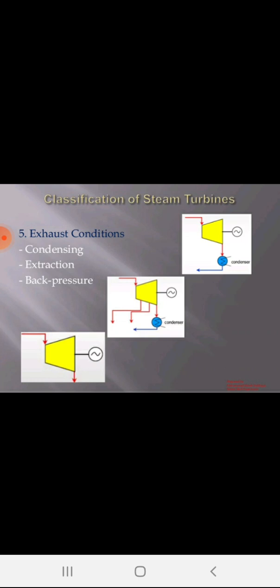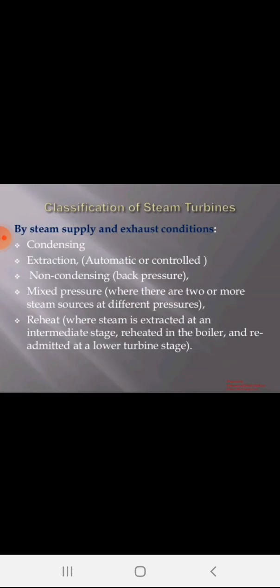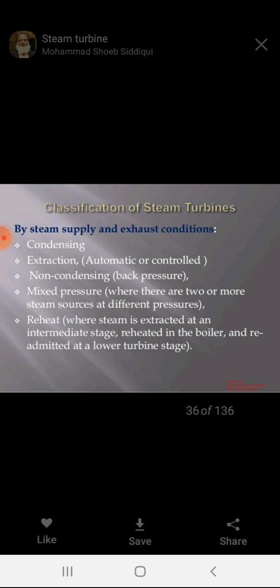First one is the condenser back pressure methods. The classification of the steam turbine on the condensing, exhausting, automatic control, non-condensing back pressure, mixed pressure where there are 2 or more steam sources at different pressure. Reheat, where steam is exhausted at the intermediate stages, reheated in the boiler and readmitted at the low turbine stages.